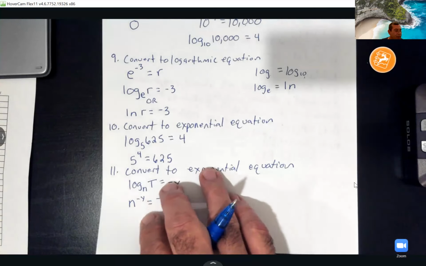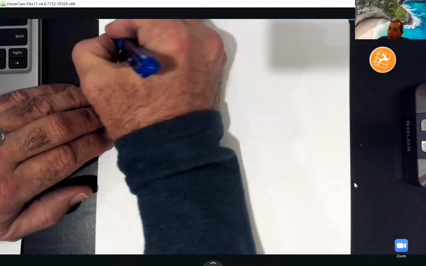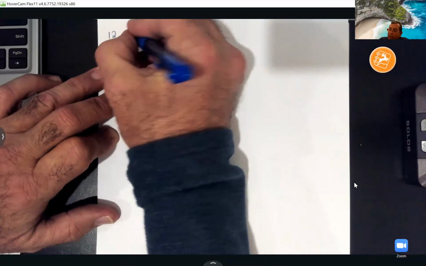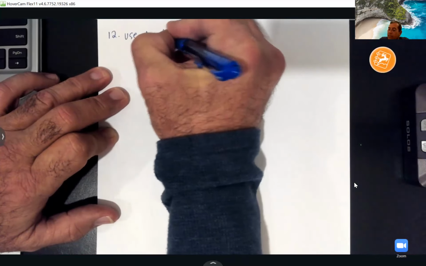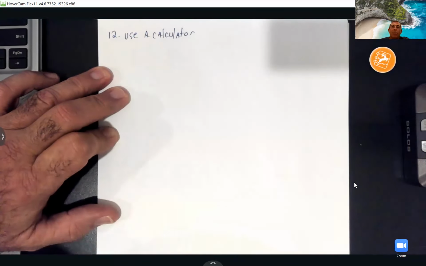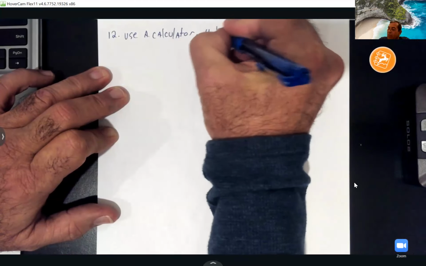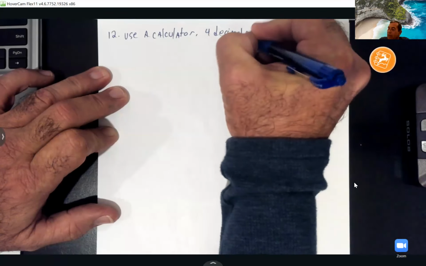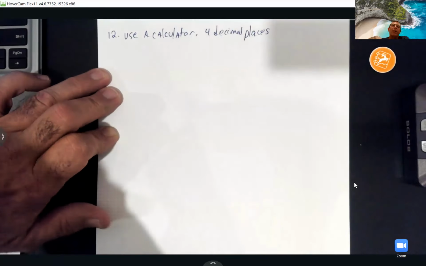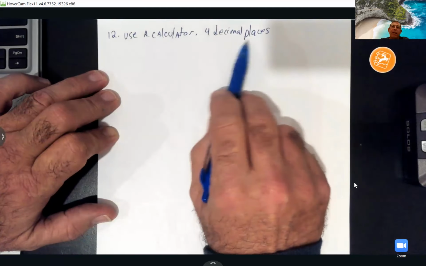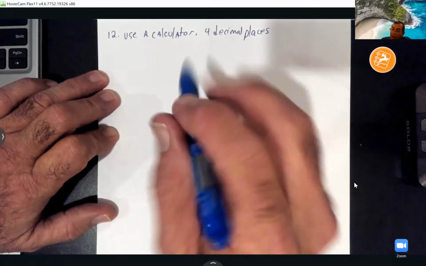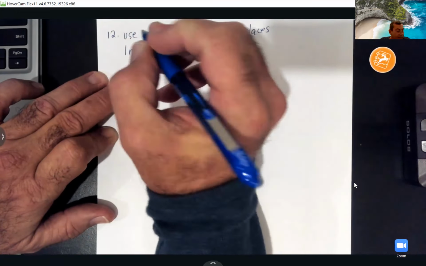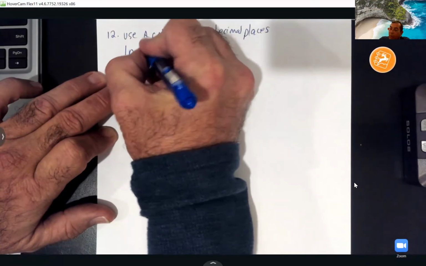Oh, y'all, let me see. Number 12 actually wants us to use a calculator. So for number 12, it says use a calculator. And we're going to approximate this to 4 decimal places. So any of the logs, when you're approximating them, it does have to be 4 decimal places. And they want us to approximate the ln of 910.8.